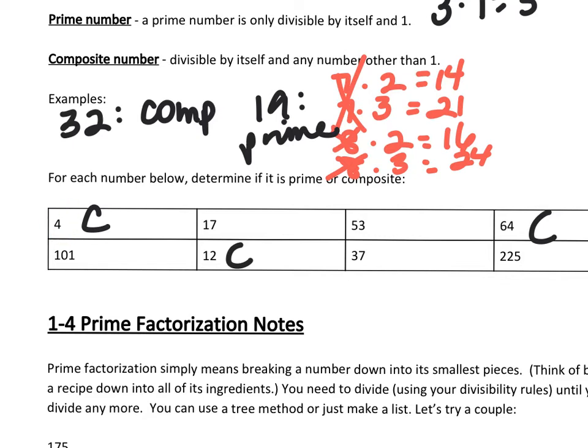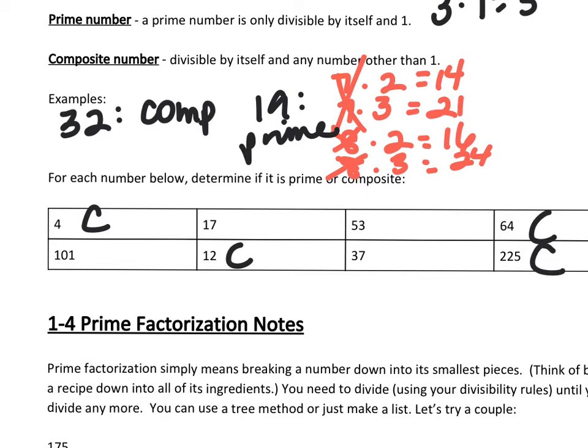Half of 4 is 2. Half of 64 is 32. Half of 12 is 6. All of those I can cut in half, so they're all composite numbers. What about anything that ends in a 5? Well, if I needed to count out $225, I could do that with $5 bills, right? So that's going to be a composite number.